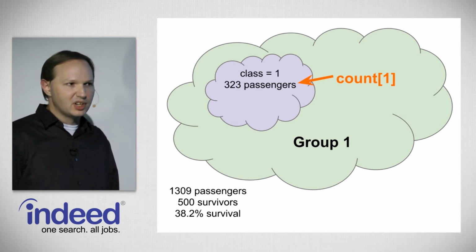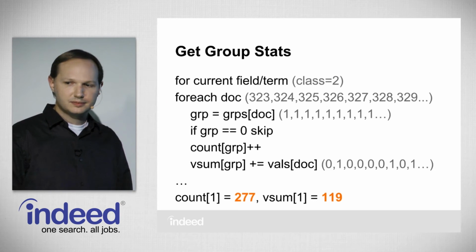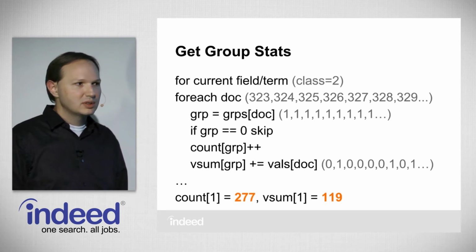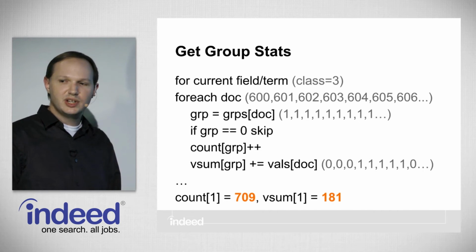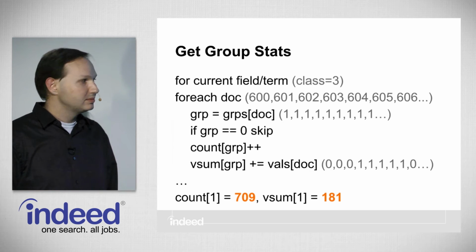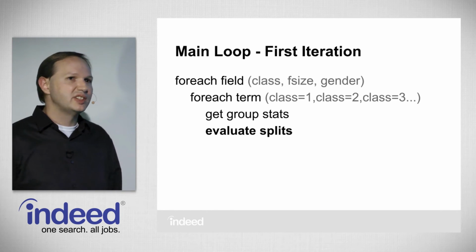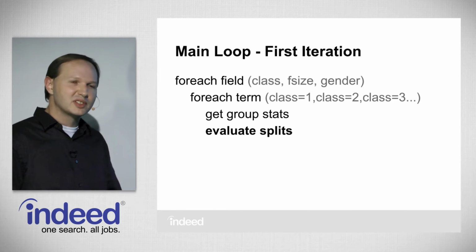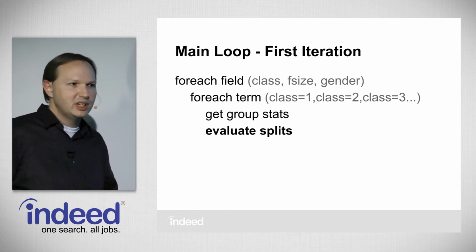Count of 1 is going to be the number of passengers, and the vsum of 1 is going to be the number of survivors. For class 2, you can see the results of that here. In class 3, you can see the results of that here at the bottom. So we have a way to get statistics about the results if we use this term to split up these groups. Now we need to evaluate them.